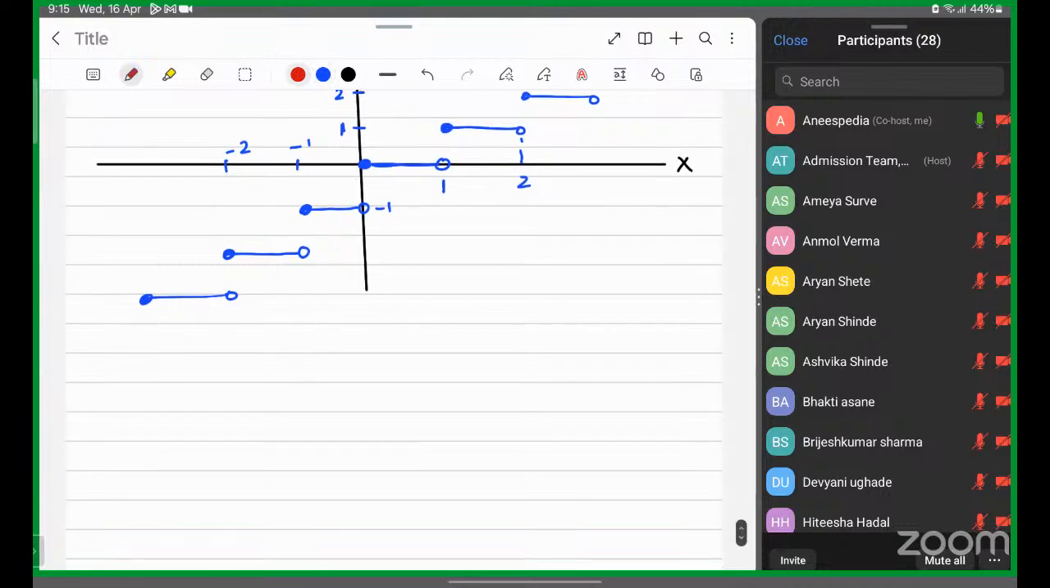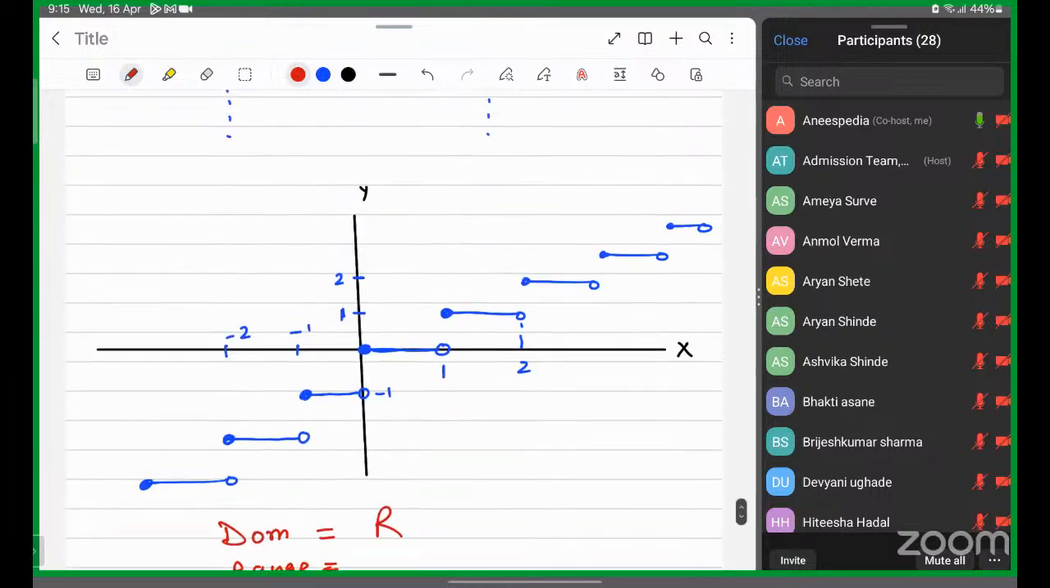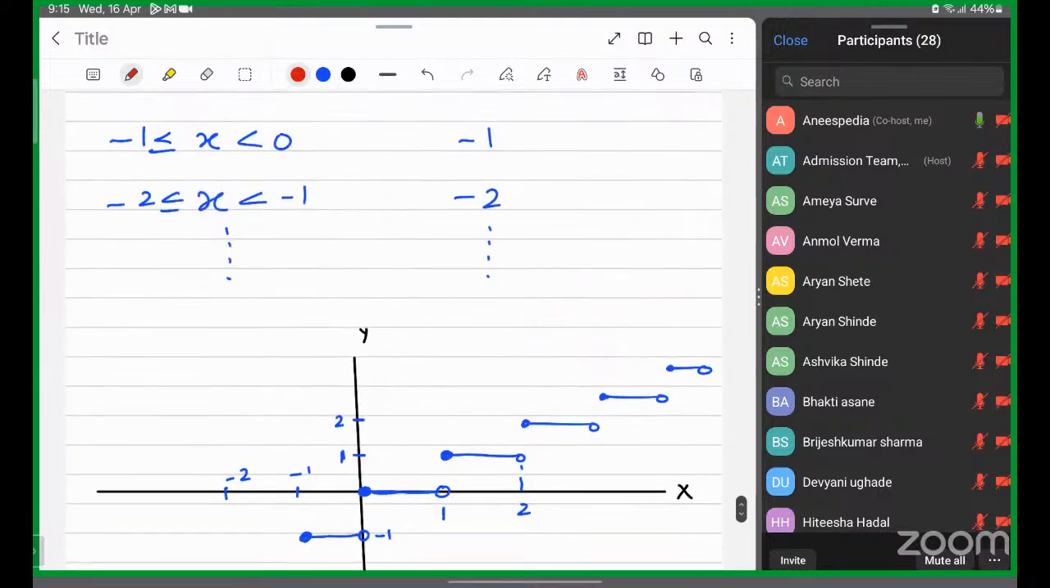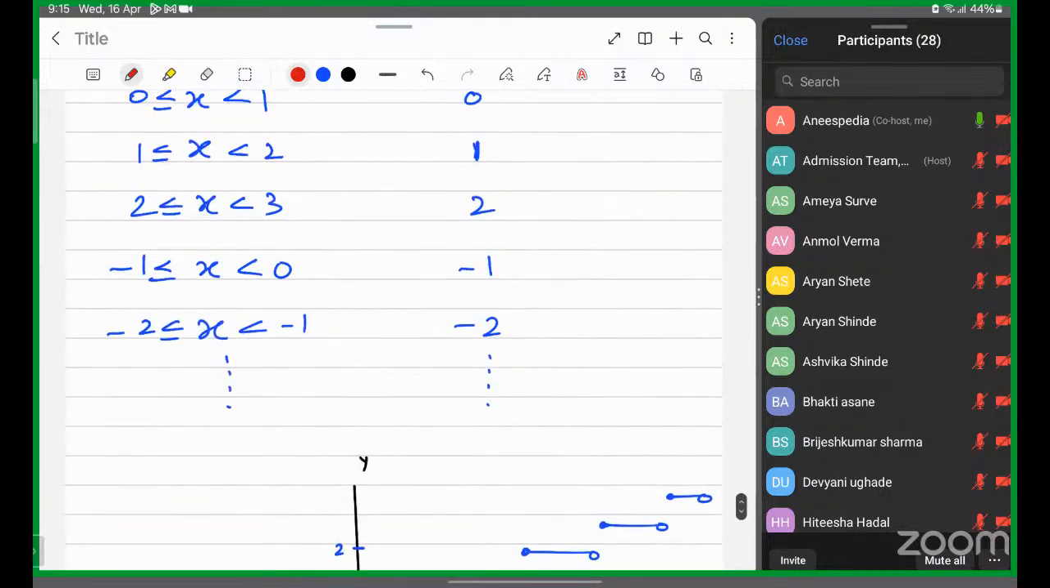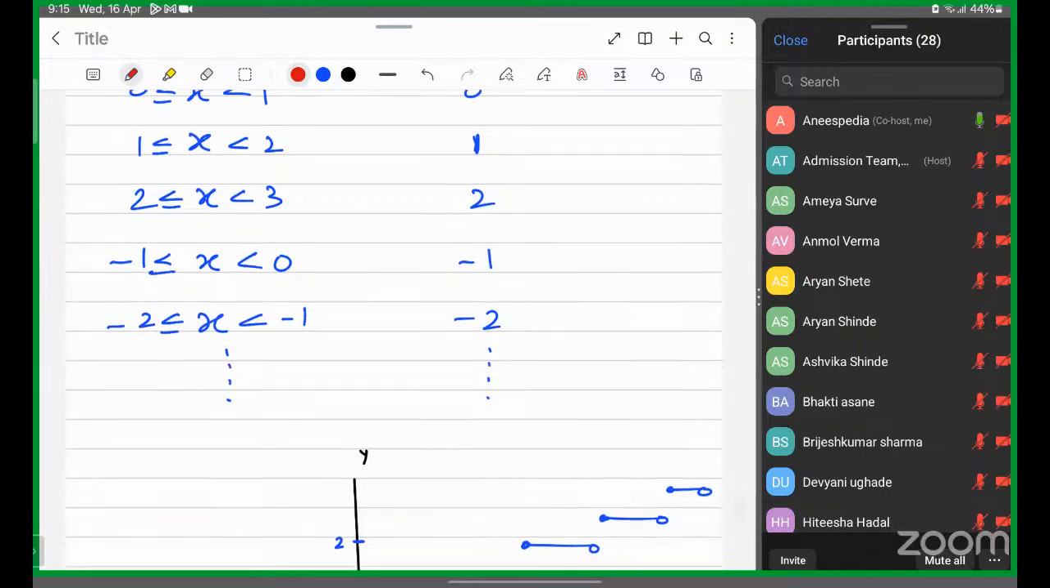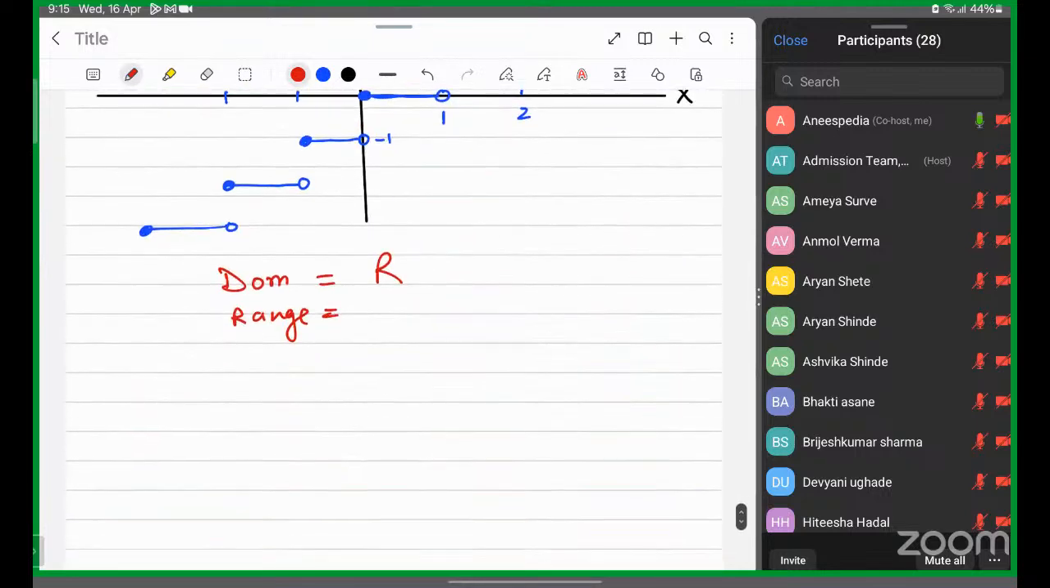Understood? If you look at its domain, it can take any real value R. Input may be anything. But if you look at the range, greatest integer function, according to its definition, will give only integers as answer. It cannot give decimal point or fractional number output. So its range will be its output, which is integers only. Maybe positive integers, maybe negative integers, but range will be integers only. Understood or any doubt?